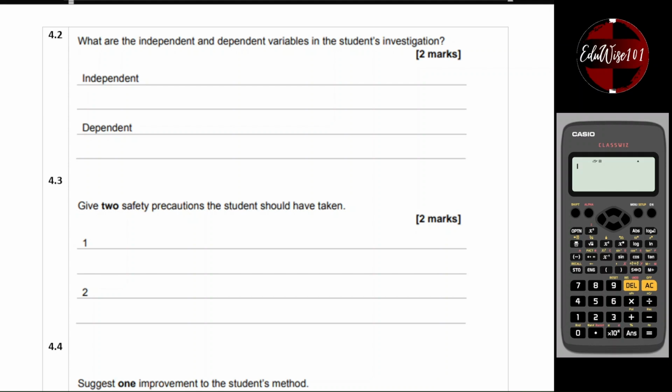4.2. What are the independent and dependent variables in the student's investigation? The independent variable is the type of oil used or tested. Not just simply oil, you need to say type of oil. And the dependent variable is the temperature difference or the temperature rise in degrees Celsius.